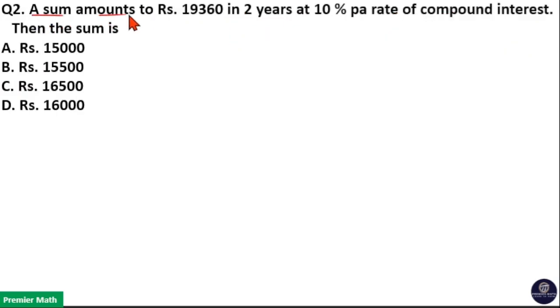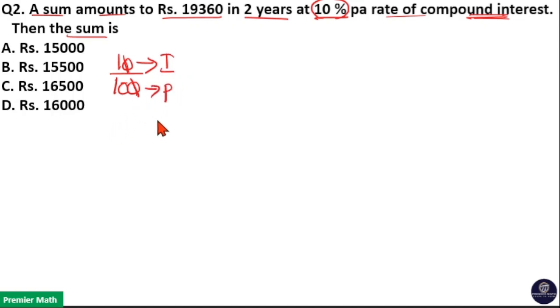A sum amounts to rupees 19,360 in 2 years at 10% per annum rate of compound interest. Then sum is, here it is compound interest, and rate of interest is 10% per annum. 10% means 10 by 100, that is 1 by 10. That means here 1 unit is the interest out of this 10 units principal. Now if I take the ratio between principal and amount, here principal is 10 units and amount is principal plus interest, that is 10 plus 1, 11 units.